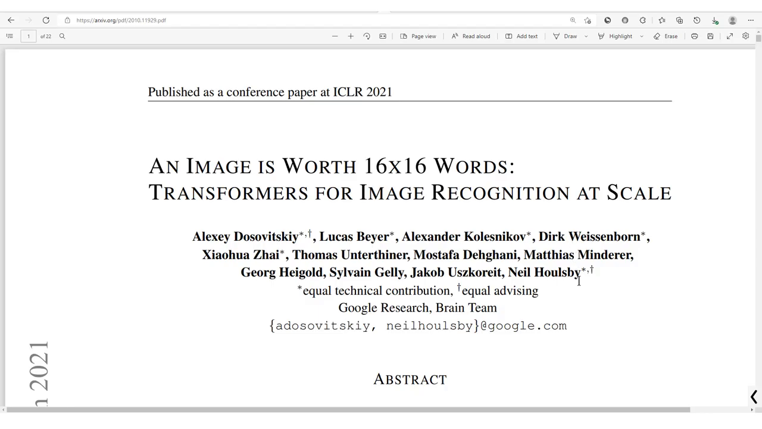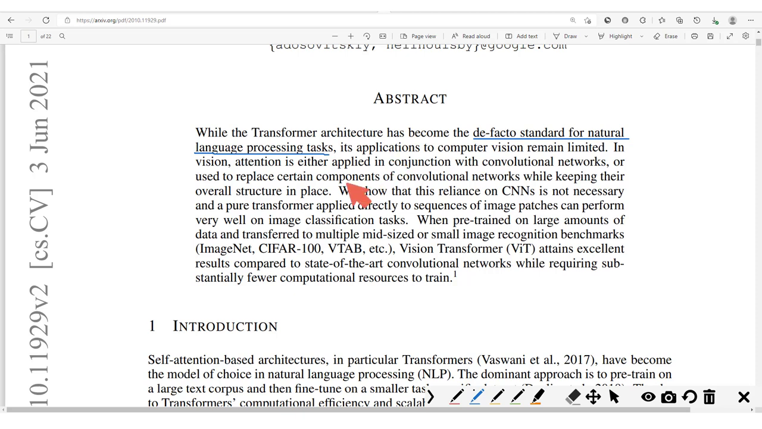The very first point you want to note here is the usage of transformers for computer vision tasks has been developed in very recent times. You could see here from this date this paper was published. The authors say here that while the transformer architecture has become the de facto standard for natural language processing tasks, its application to computer vision remains limited. In vision, attention is either applied in conjunction with the convolutional networks or used to replace certain components of convolutional networks while keeping their overall structure in place.